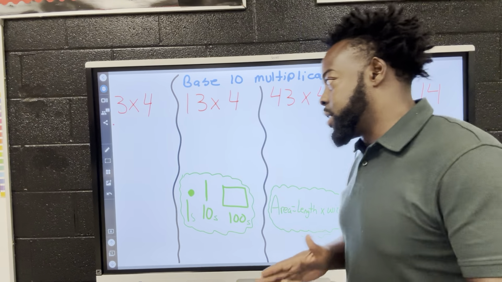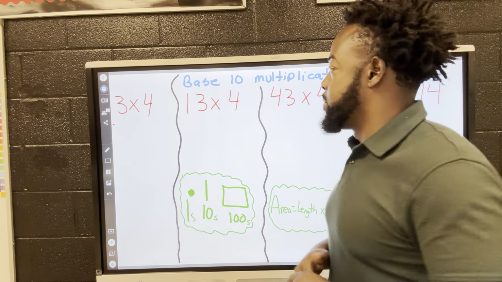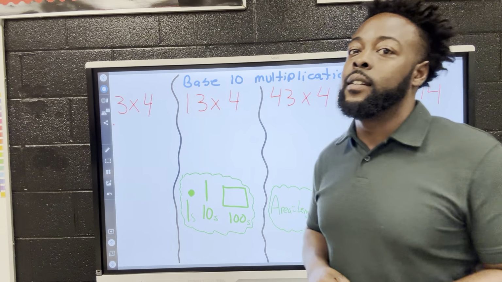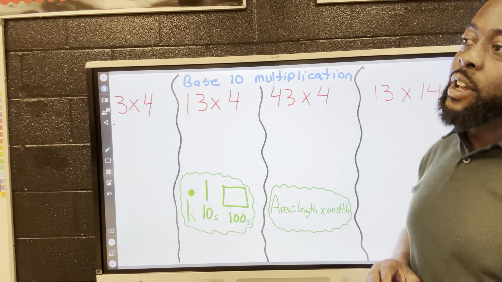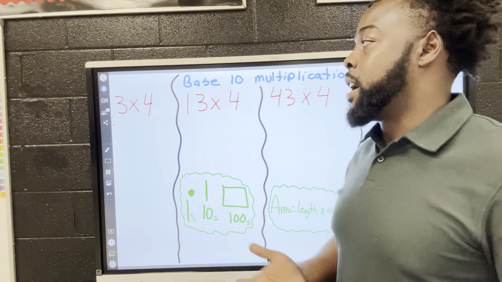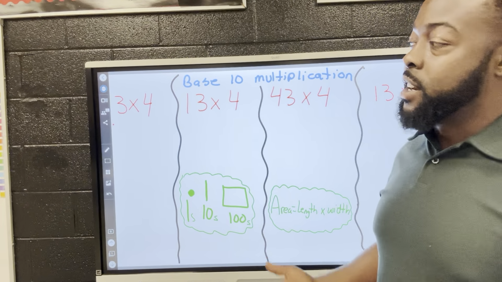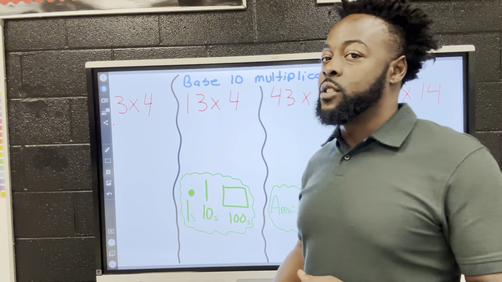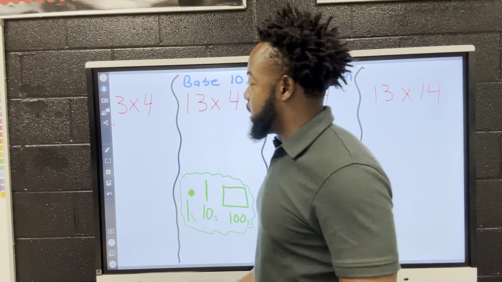Hey, you guys. So I wanted to run through some quick examples of base 10 multiplication. This will be one of the ways that we're looking for the students to be able to multiply one digit numbers, 1 by 2 digit numbers, as well as 2 by 2 digit numbers. So let me give you guys an example of what it looks like.